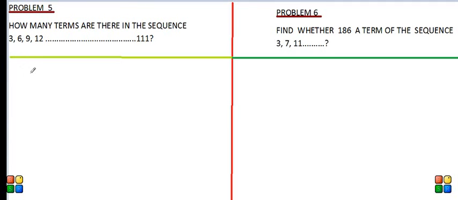So initially let's check whether the sequence is a series or not. Then only we can apply the standard formulas. So we know here 6 minus 3 is the same as 9 minus 6, is the same as 12 minus 9. All here the difference is 3. So it is an arithmetic progression with a common difference d equal to 3.